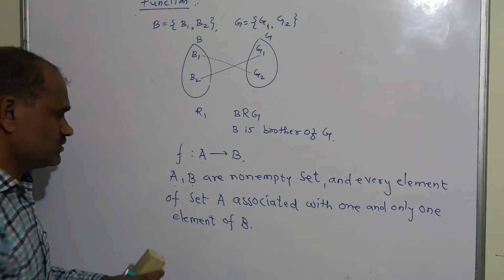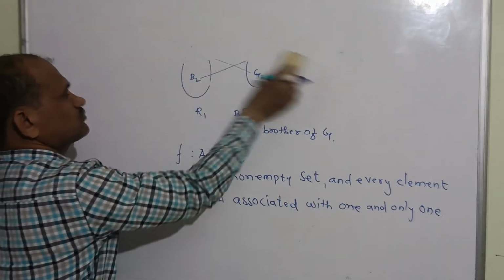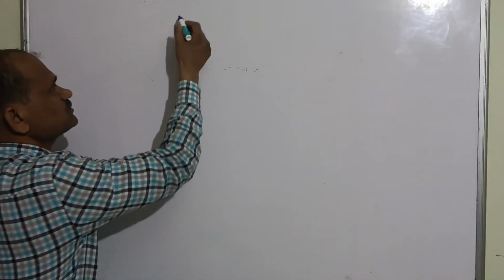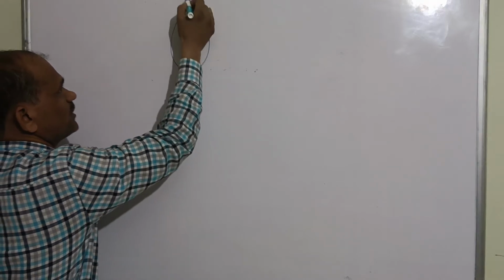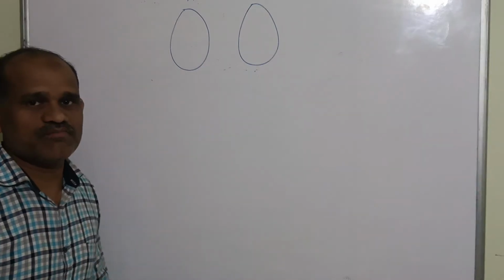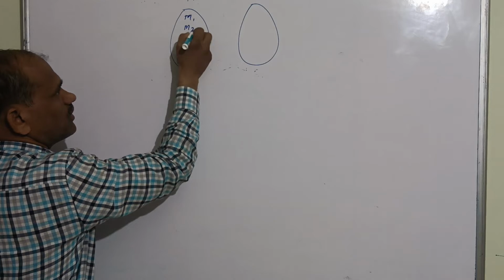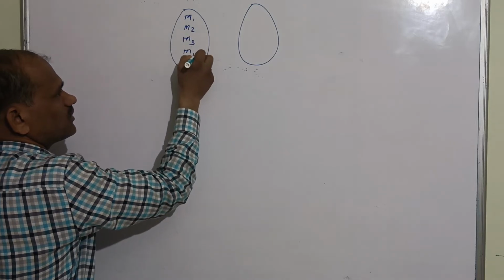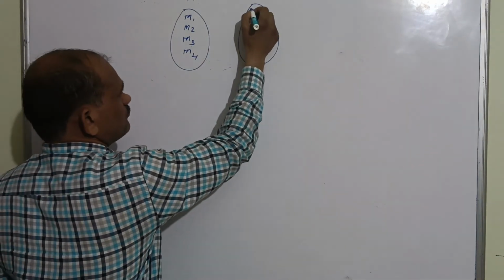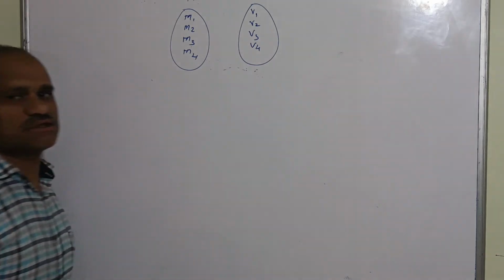We are going to discuss one more example. Suppose this is a set of men, and this is a set of villages. So this is M1, M2, M3, M4. This is a set of men, and this is a set of villages, that is V1, V2, V3, V4. These are villages.